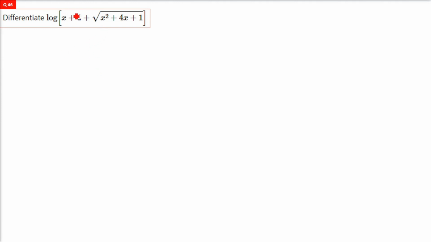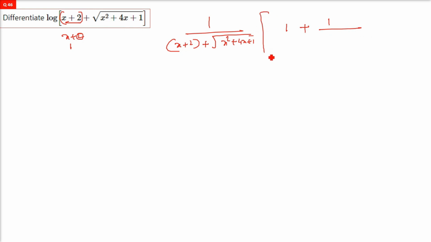So we have this log term. You can say that there are two terms inside the log, one term normal, one term with the under root. Log of something will be 1 by that thing. So we have 1 by x plus 2 plus under root x square plus 4x plus 1. Now differentiation of x plus 2 will be what? It will be 1, because the 2 will be 0 and d by dx of x will be 1. Alright, so you have 1 here. Then plus differentiation of this root term will be 1 by twice of under root x square plus 4x plus 1.